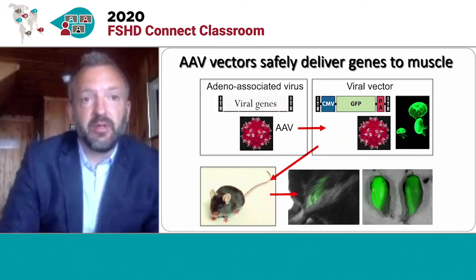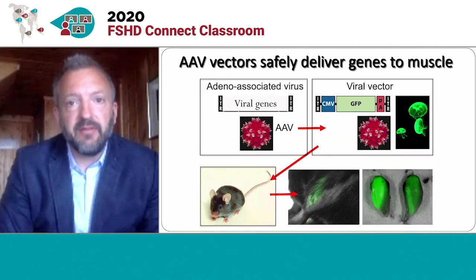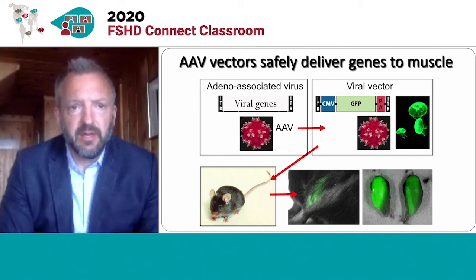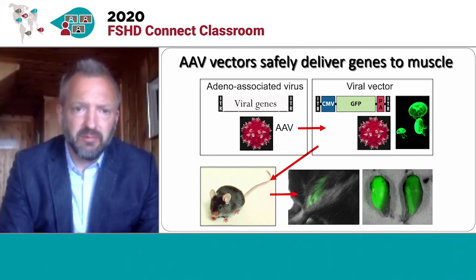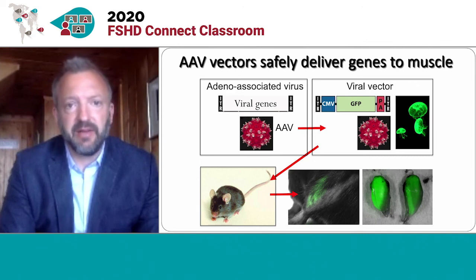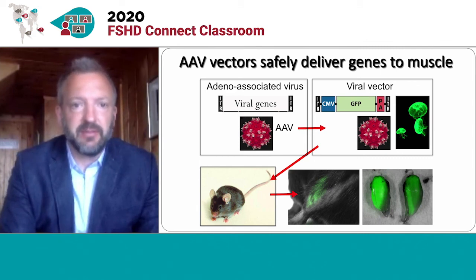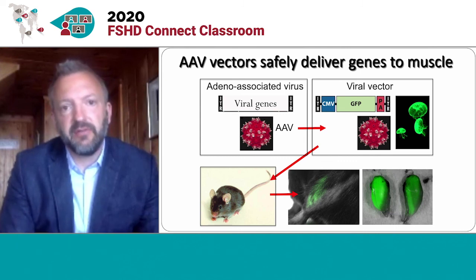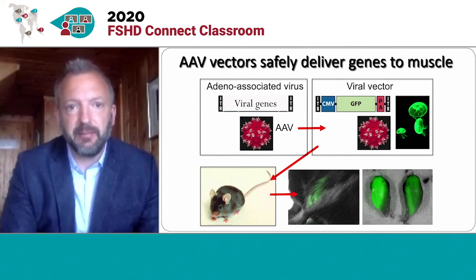So here's an example of something my lab has done using AAV vectors. At the top left, you can see an illustration of what we call a viral genome. This is the viral DNA, and I just have something there called viral genes. And there are these things called ITRs, which stands for inverted terminal repeats. Any genes that are packaged within those inverted terminal repeats get incorporated into the AAV particle, which is shown there in red.